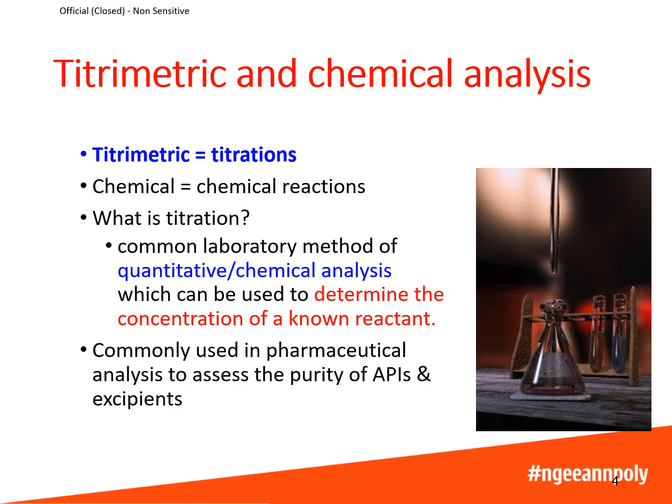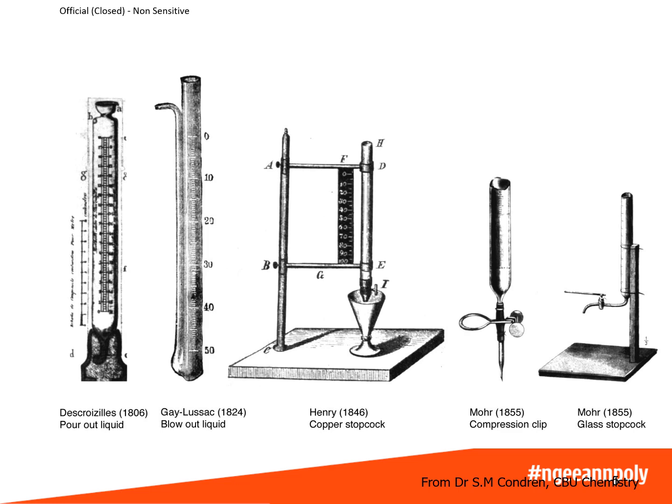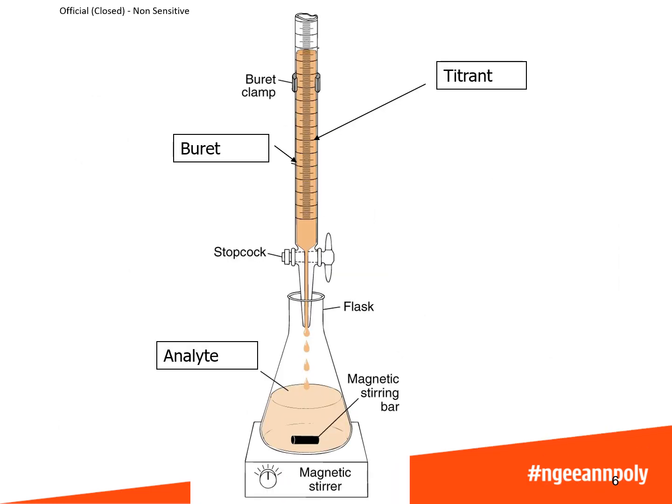So what is titration? You are very familiar with it. We have used it before in the lab, and it is very commonly used to determine the concentration of a known reactant. In pharmaceutical analysis, we commonly use titrations to assess the purity of active pharmaceutical ingredients or APIs, as well as excipients. This picture just shows how titration equipment has evolved over the years.